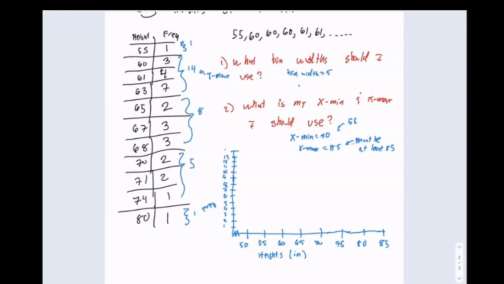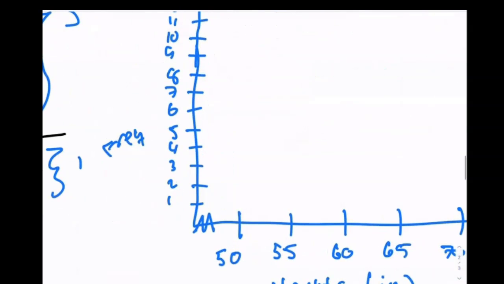Did I have to go by one? No, I could have gone by twos. A lot of people will think, well, I went by fives on my x, so don't I have to go by fives on my y? The answer is no. And then there's the other question, can I start at 50? And the answer is yes.